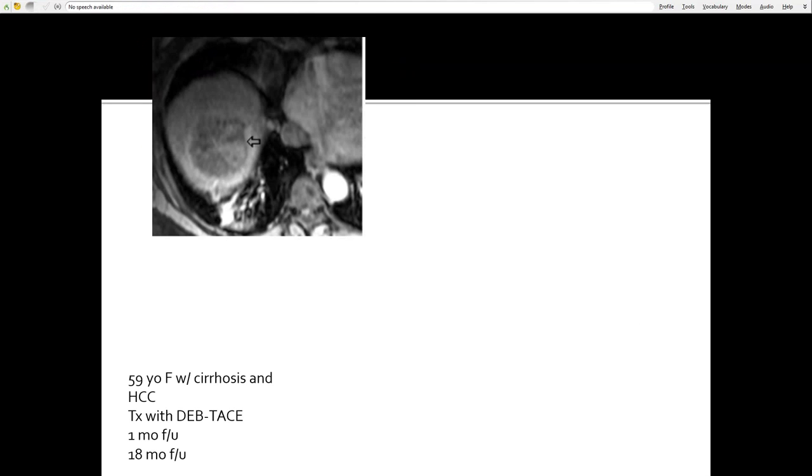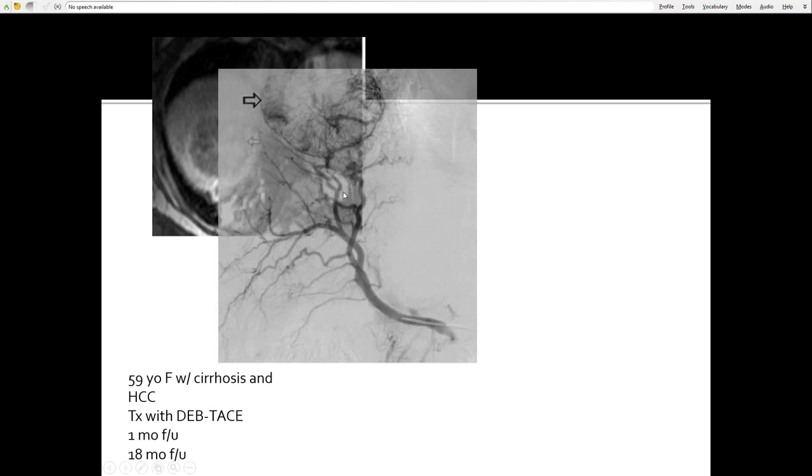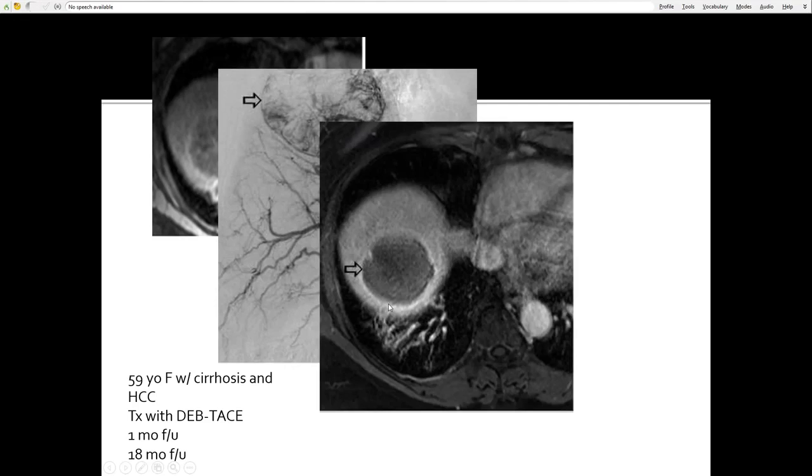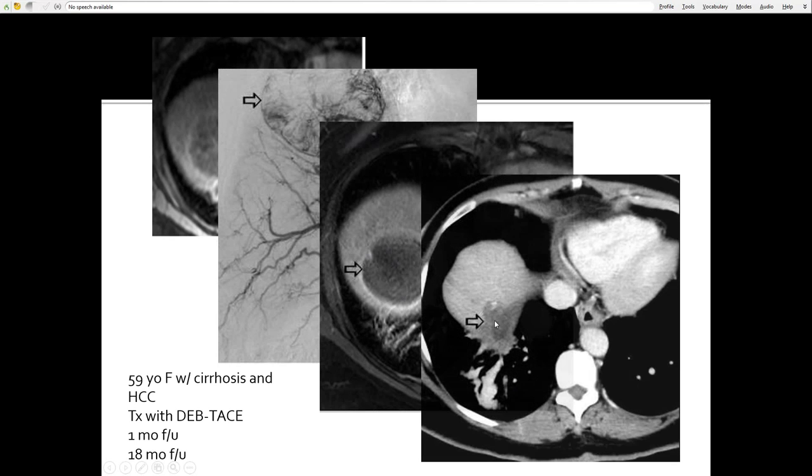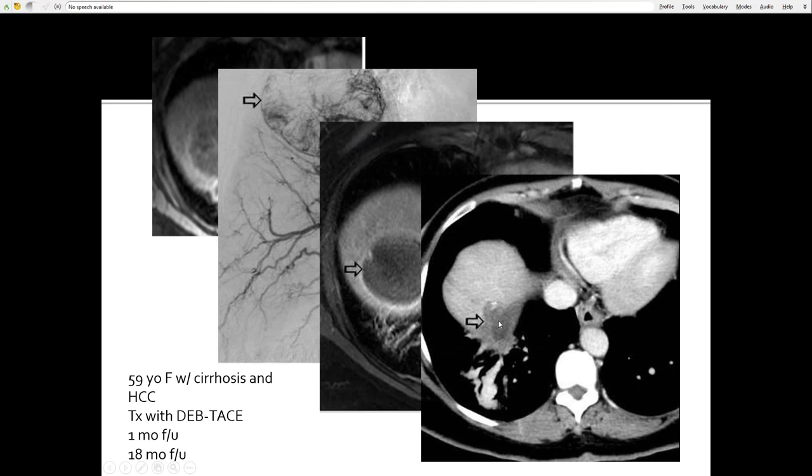So here's a case where the patient has an HCC, which was treated with DEB-TACE. Again, you can see via the angiogram this large tumor. This is at a 1 month follow-up, a large area of necrosis for the tumor, and then about 18 months later, most of the tumor's gone.